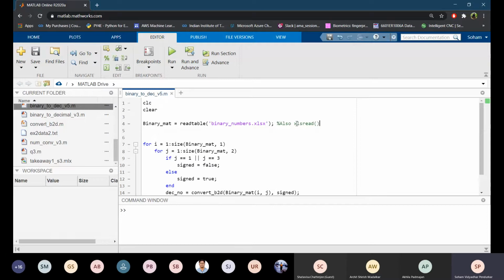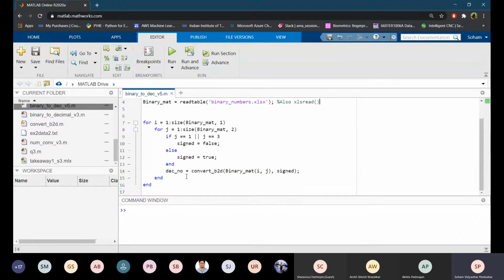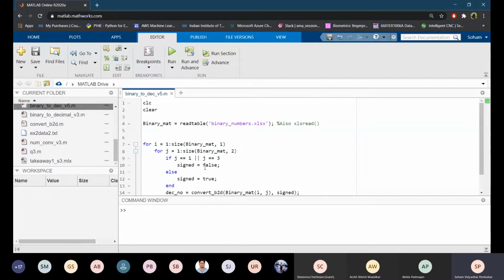XLS read will create an object of some data type, whereas read table will create a table object. We saw that when a table object is created, I was not able to index it. The reason is that the table object is different from a matrix object. You cannot just index a table object, you have to convert it to a matrix. So let's run this.